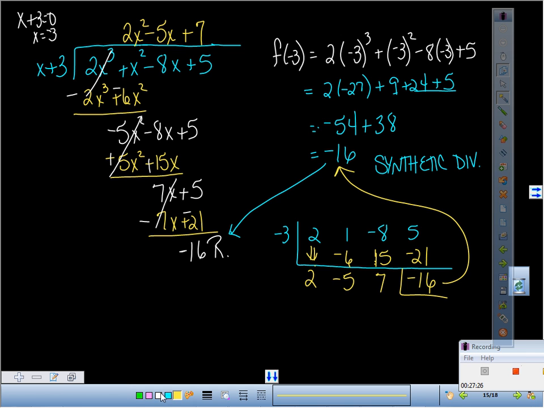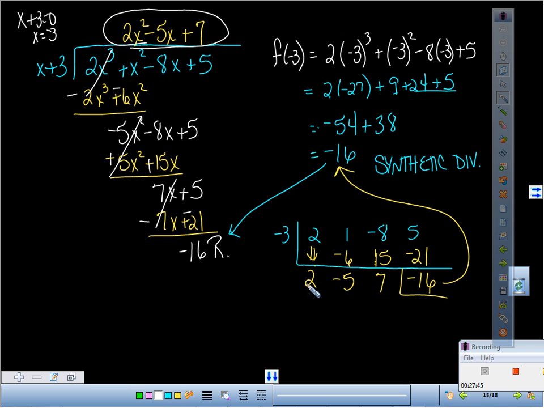But is there any way that I could find the quotient? Yeah, there it is right there, guys. Look at that. 2, negative 5, 7. Oh, my word.